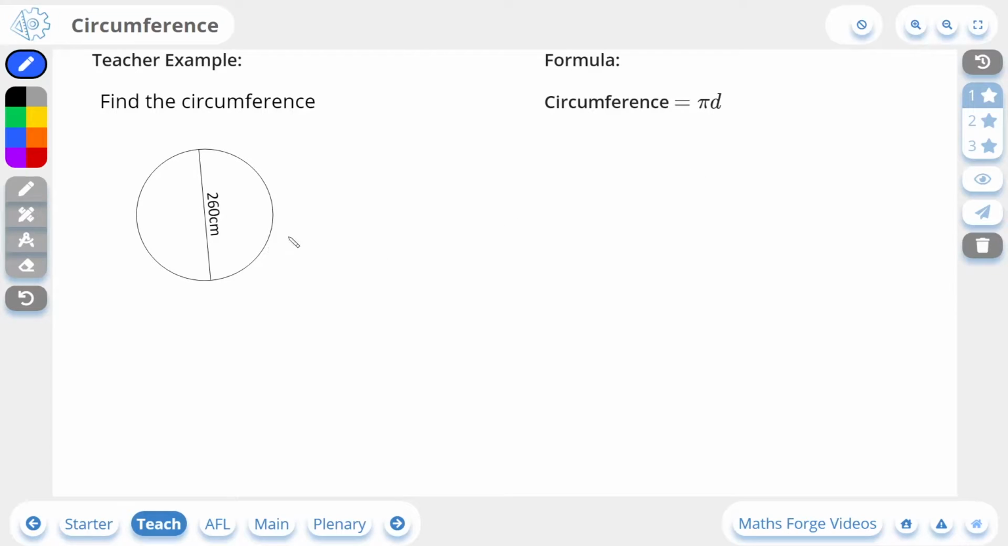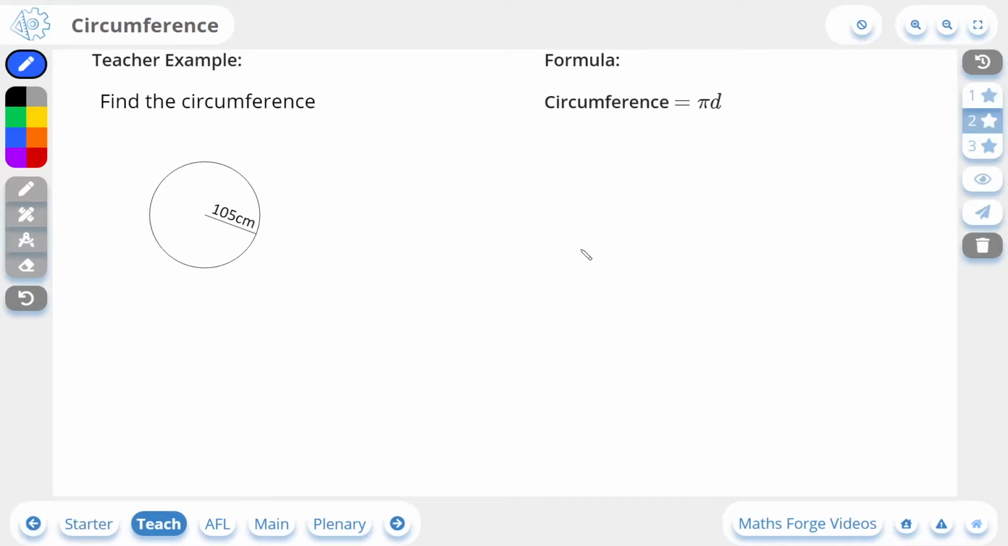So to find the circumference of this circle, we are going to do pi times the diameter. And in this case, the diameter is 260. Putting in pi times 260 into our calculators, we get an answer of 816.6 centimeters. Now for this lesson, we're going to round all of our answers to one decimal place. But most of the time, the question will ask you to give your answer to a certain degree of accuracy. And if we check our answer, there it is.